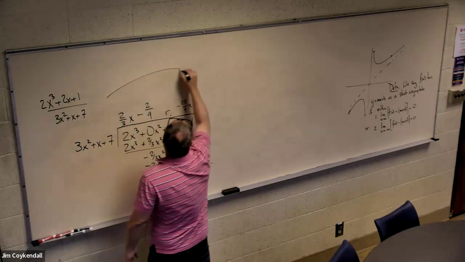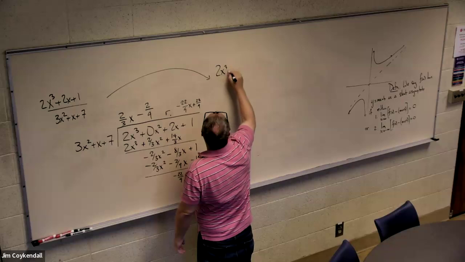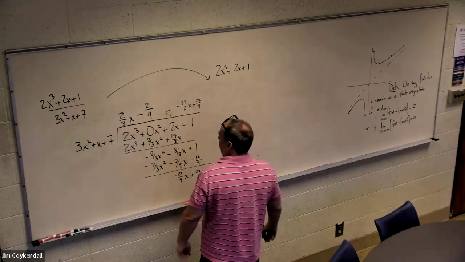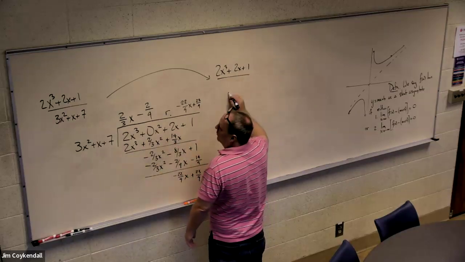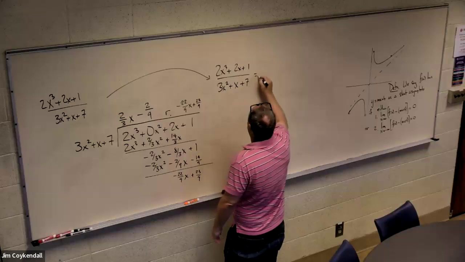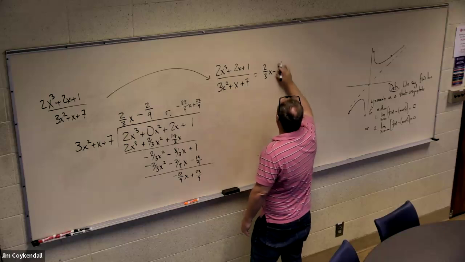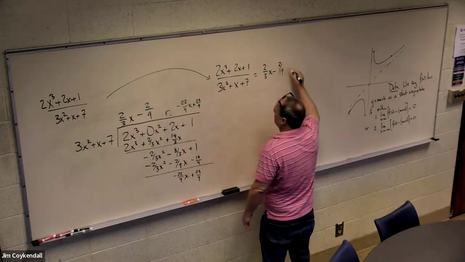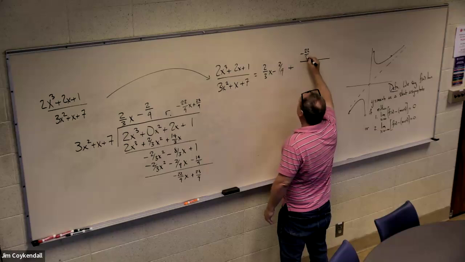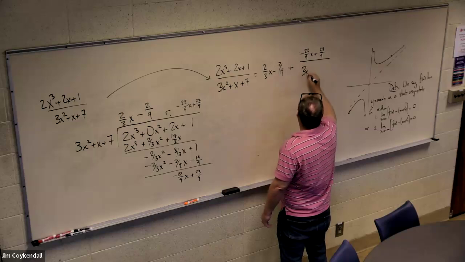What does this mean? That means that this thing can be written as 2x cubed plus 2x plus 1 over 3x squared plus x plus 7. I can rewrite that as the quotient of 2/3 x minus 2 ninths, plus minus 22 ninths x plus 23 ninths over 3x squared.